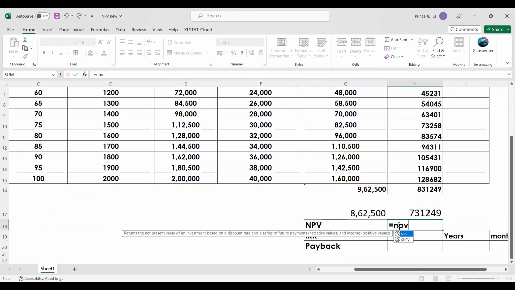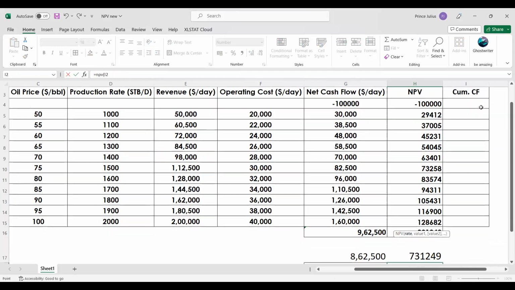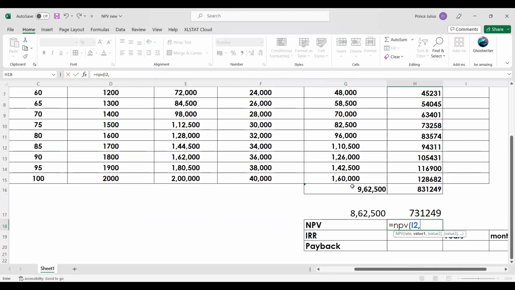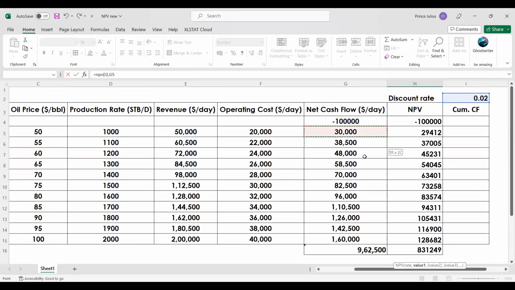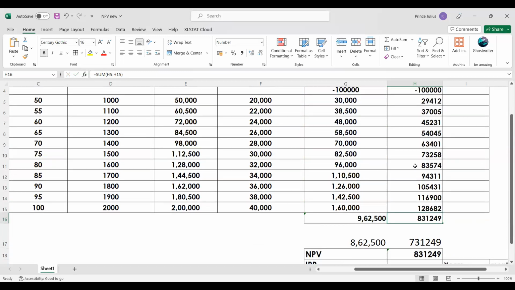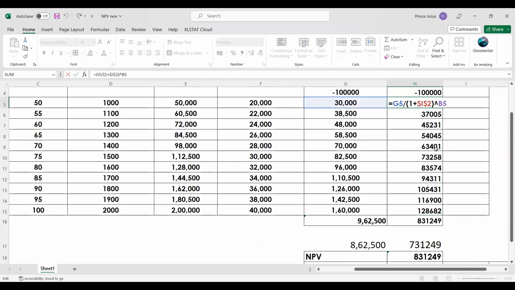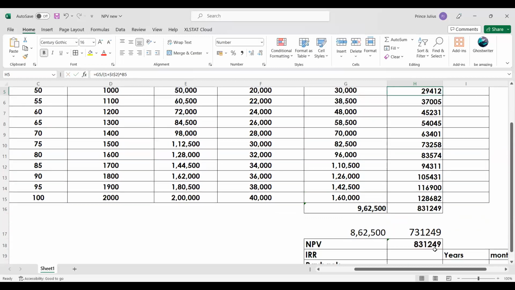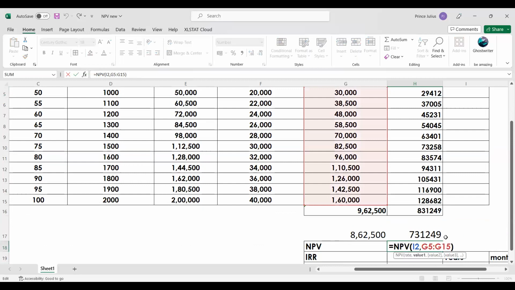Just type the function over here, and it is asking you to type the rate. Rate is the discounted value; you click it, put a comma, and then select all the original outcomes that you want to discount, close the bracket and enter. So you can see the value of this one and this one are the same. Right now I have calculated with the help of the NPV function. So without calculating this big formula, you can simply calculate NPV directly like this. So you will get the value of this.